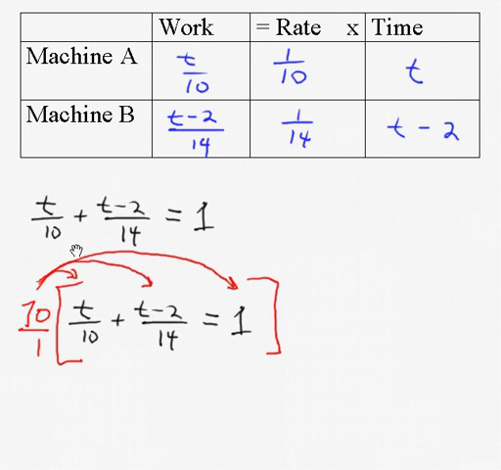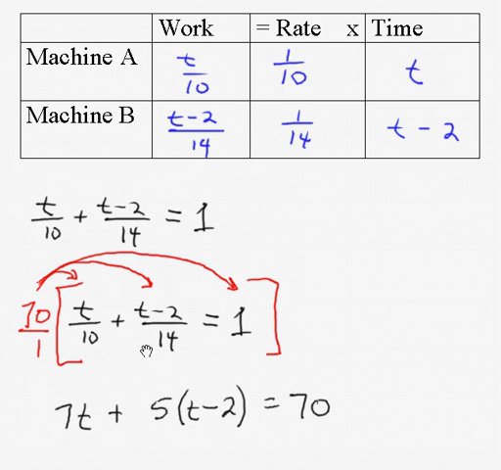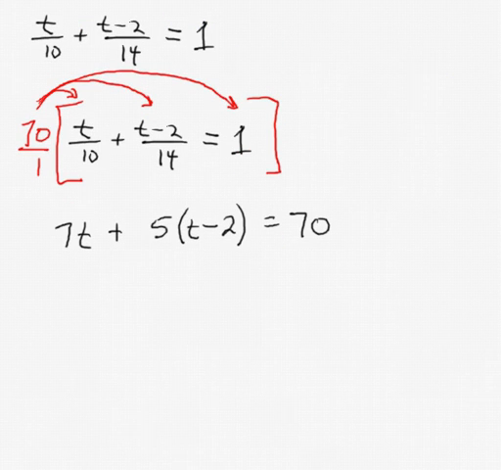Find the common denominator, which is 70. Multiply everything in the equation by the LCD. So 10 and 70 reduced to give me 7t. 14 and 70 reduced to give me 5 that I'm going to distribute to t minus 2. And 1 times 70 is 70. Continuing on to solve the equation that doesn't have fractions.